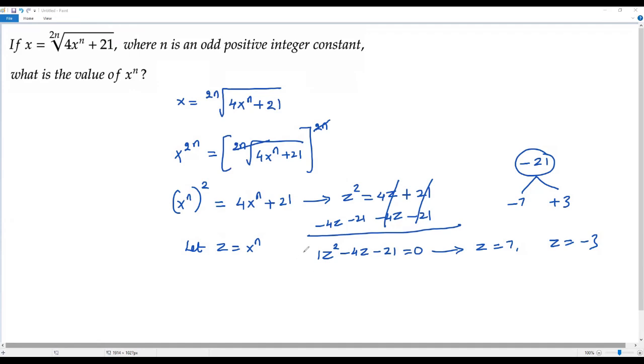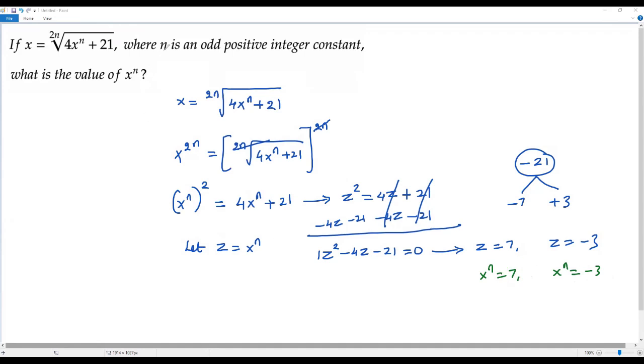Now let's replace z by the original expression, that is x to the nth power. Then we get x to the nth power equals 7, and here we have x to the nth power equals negative 3. Here I got two values for x to the nth power. Can I consider both values for x to the nth power, or do we have to consider only one of them as the value of x to the nth power? For that, we have to verify the solution.